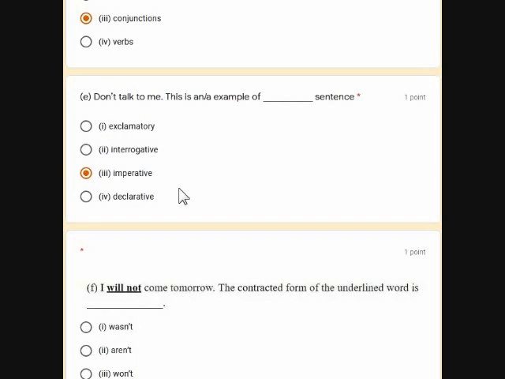It is not an exclamatory sentence, because an exclamatory sentence shows our sudden emotion, and at the end we use an exclamation mark. It is not an interrogative sentence, because at the end we use a question mark and it asks a question. And it is not a declarative sentence, because in a declarative sentence we state some fact, and at the end there we also use a full stop. So the correct option is: don't talk to me is an imperative sentence.